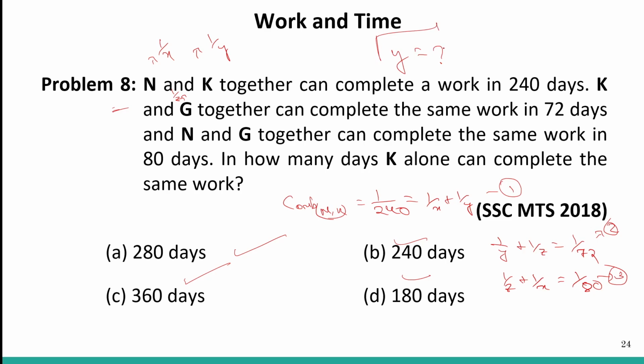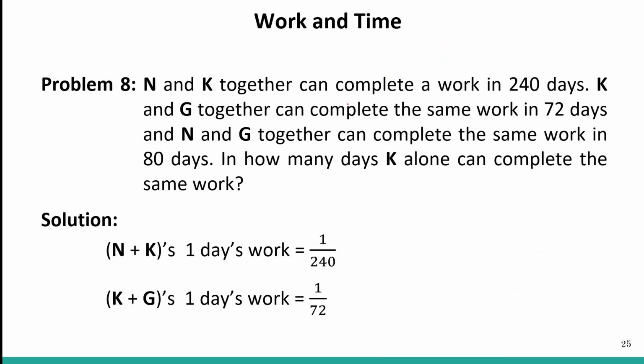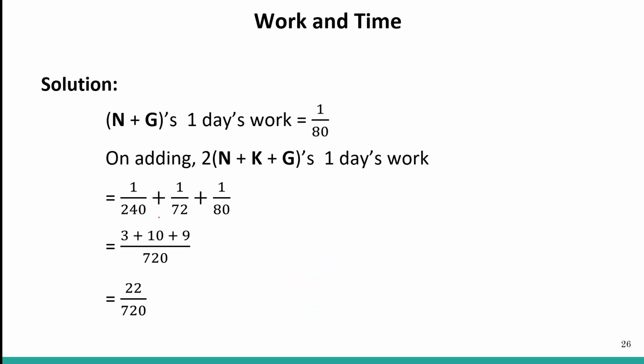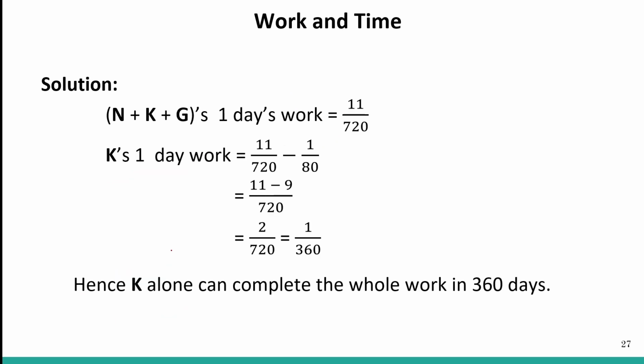So y is equal to what? Let's see. N plus K's 1 day work is equal to their work rate, that is 1 by 240. For K plus G, it will be 1 by 72. For N and G, it will be 1 by 80, their combined work rate. On adding, 2 into N plus K plus G's 1 day work is equal to this much: 3 plus 10 plus 9 by 720. That is equal to 22 by 720. So N plus K plus G's 1 day work rate is equal to 11 by 720.